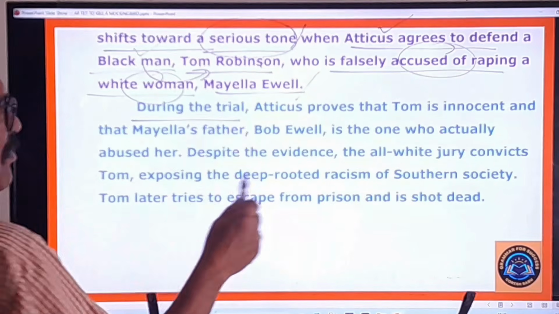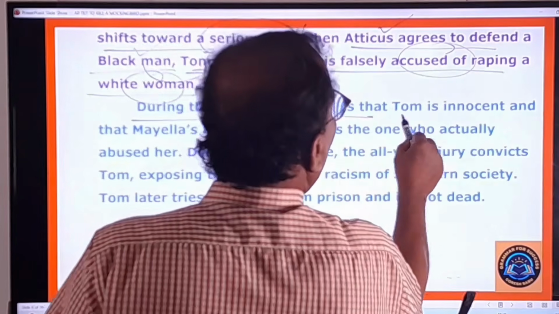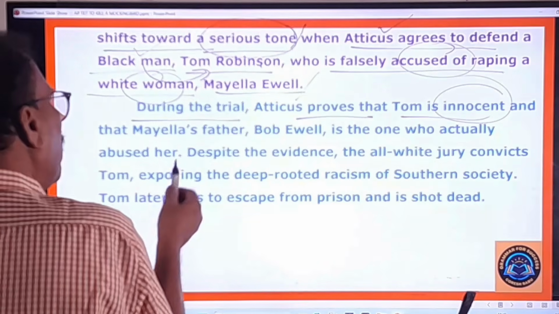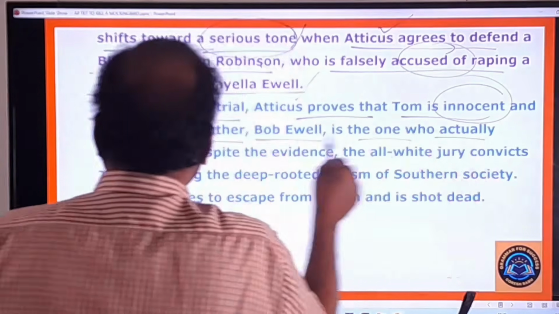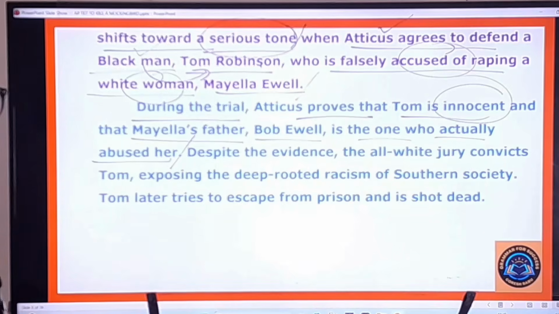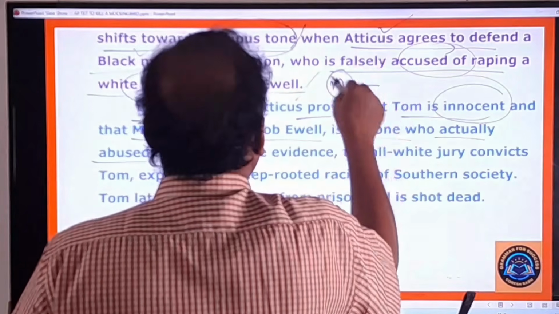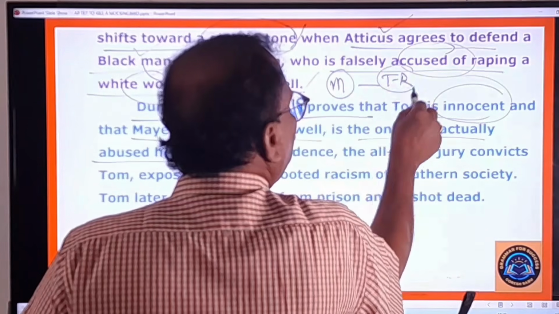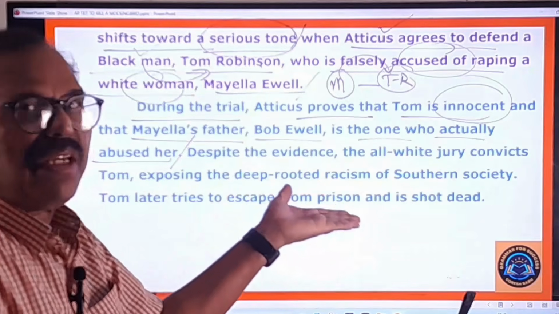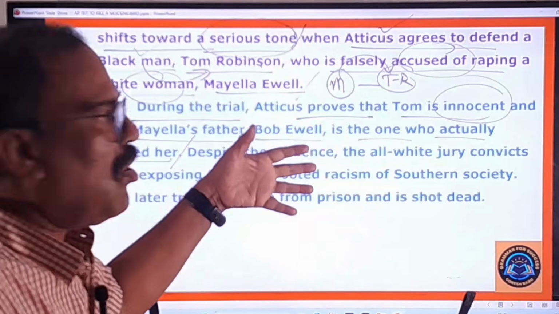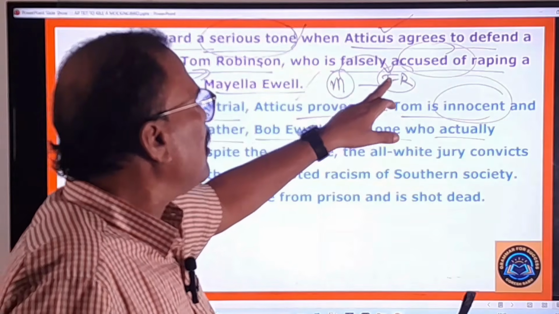The case was taken to the court, and during the trial Atticus proves that Tom is innocent. And he also proves that Mayella's father, Bob Ewell, is the one who actually abused her. Actually, what happened is that this Mayella loved this Tom Robinson. The actual story is like that, because I cannot give all the story here, and it becomes very lengthy. Actually, this Mayella, this white woman, loves this Tom Robinson.